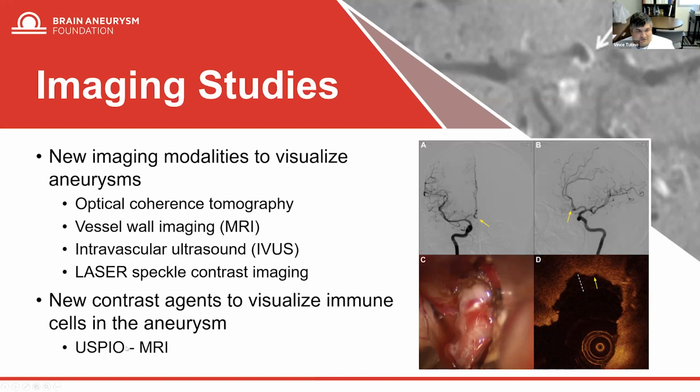Like this is USPIO, it stands for ultra small superparamagnetic iron oxides. They're compounds that certain inflammatory cells can actually uptake or ingest, and we can visualize where these immune cells are in the aneurysm tissue. So these are all at the cutting edge of imaging studies. And what in the modern day kind of permeates everything is artificial intelligence.